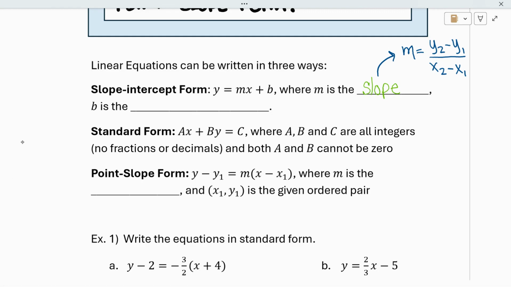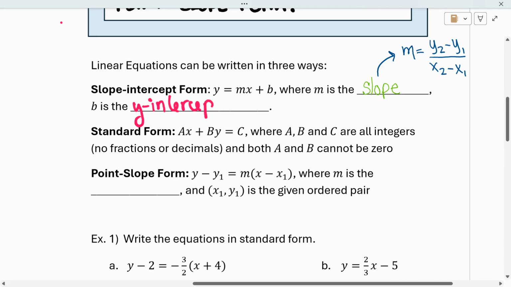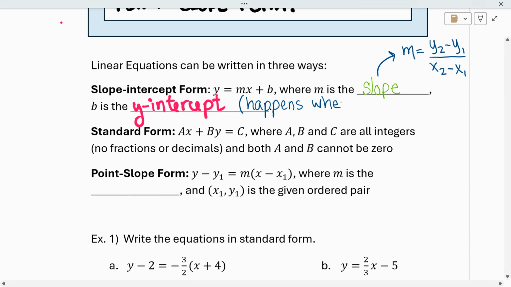What does B stand for? Good job. B is the y-intercept. What do we know about the y-intercept? What else do we know about it? Good job. It happens when x equals 0. That's important. I want you to add that. It happens when x equals 0. Okay.